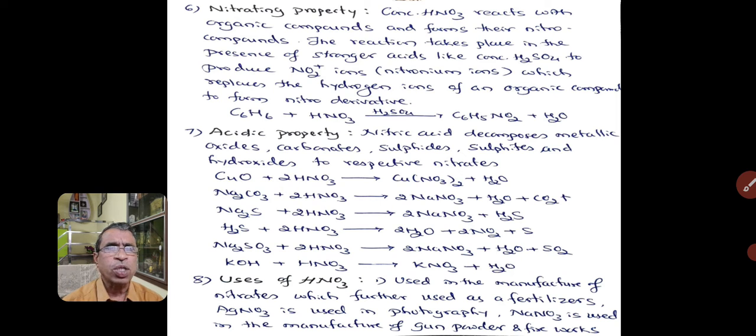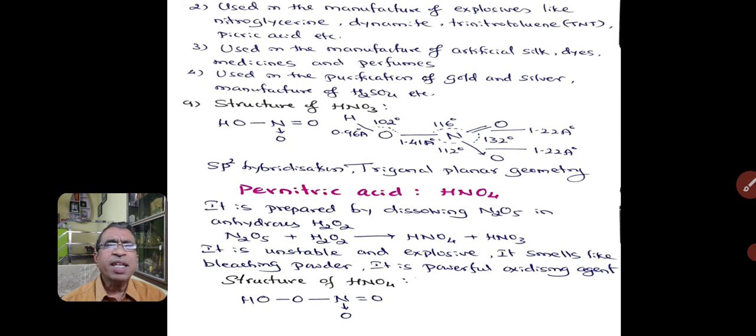Silver nitrate is used in photography. Sodium nitrate is used in the manufacture of gunpowder and fireworks. Nitric acid is used in the manufacture of explosives like nitroglycerin, dynamite, trinitrotoluene, picric acid, etc. It is also used in the manufacture of artificial silk, dyes, medicines, and perfumes. It is used in the purification of gold and silver and also the manufacture of sulfuric acid.